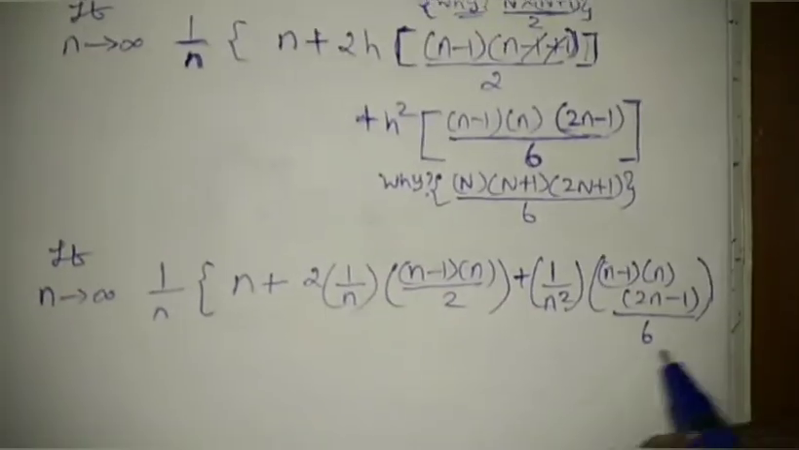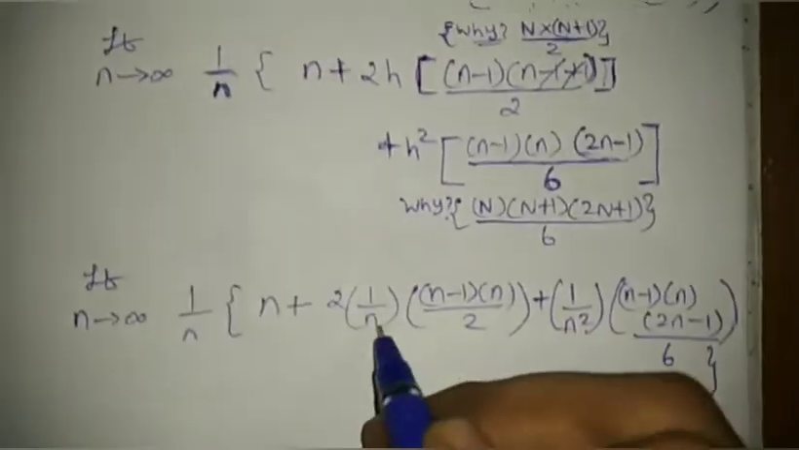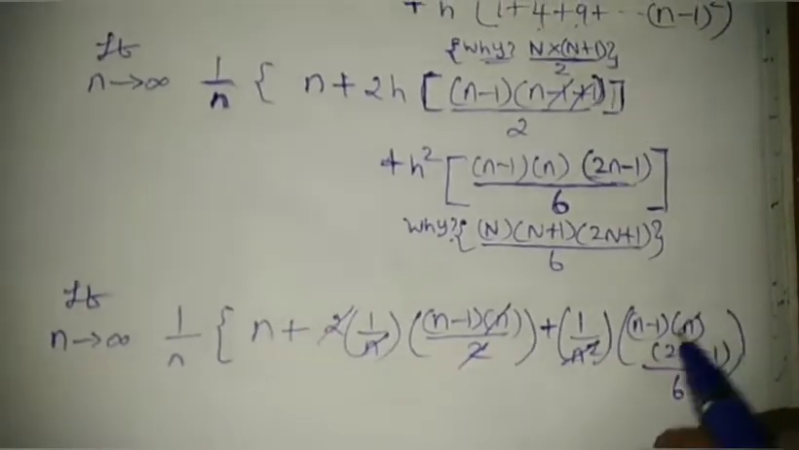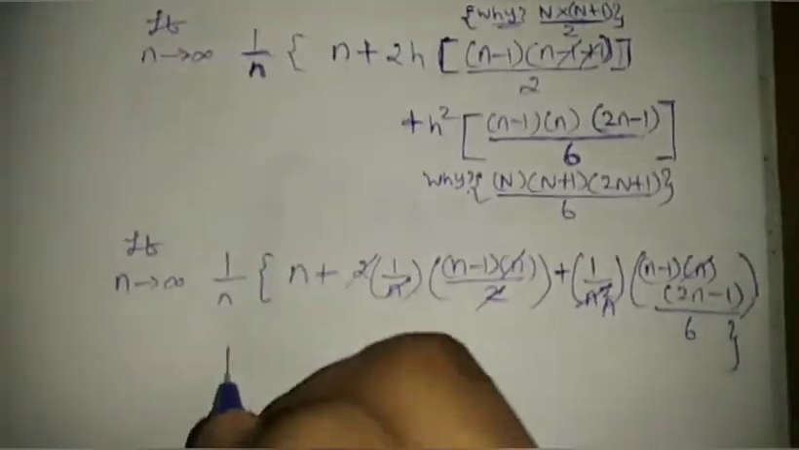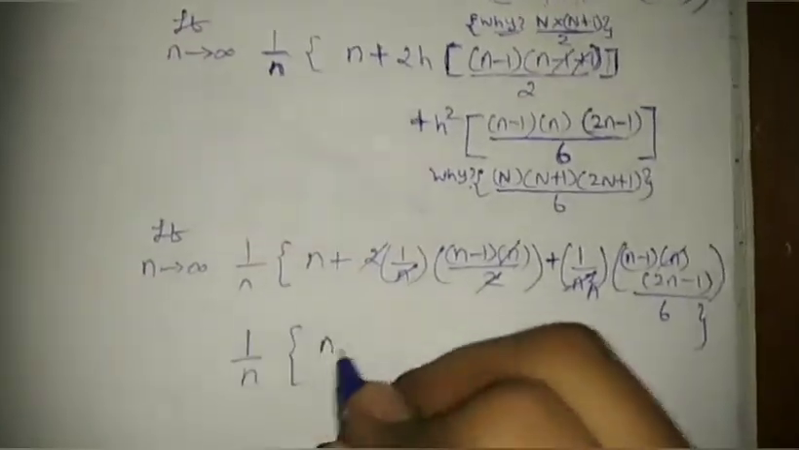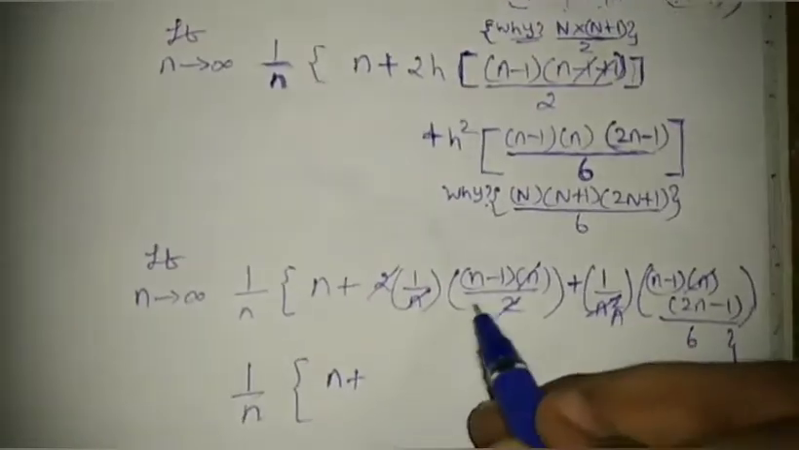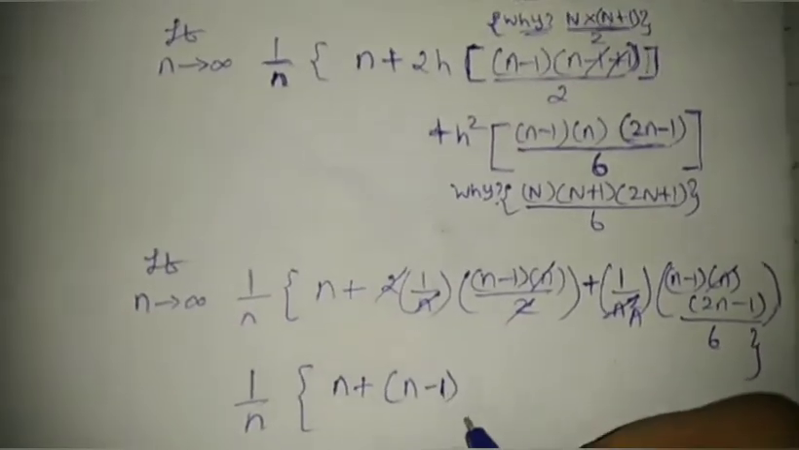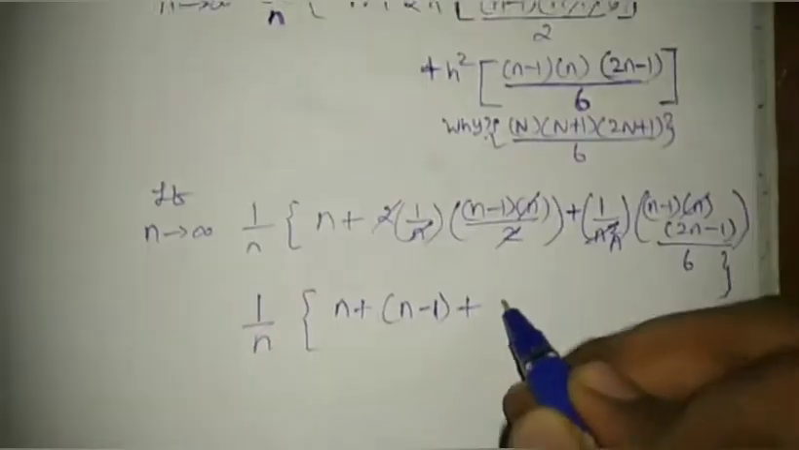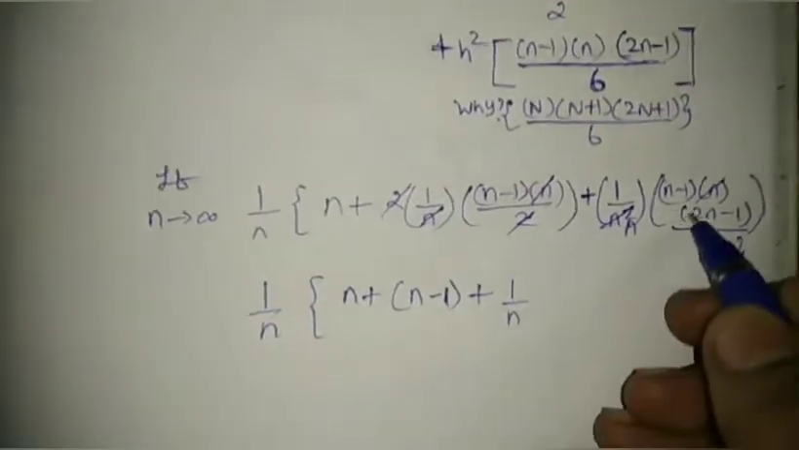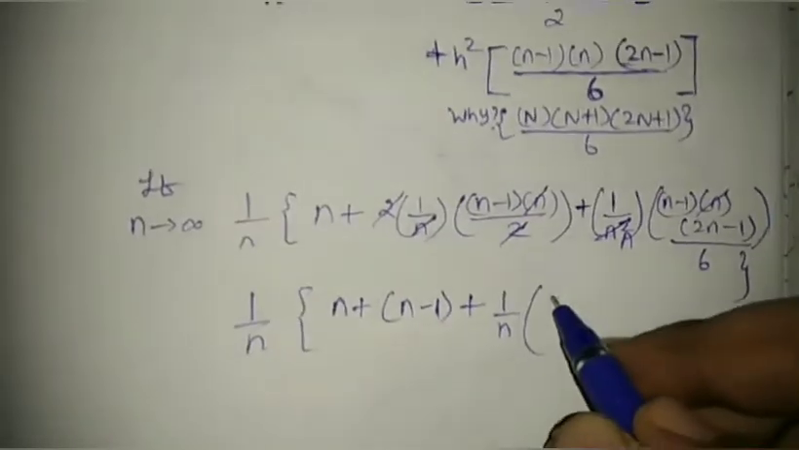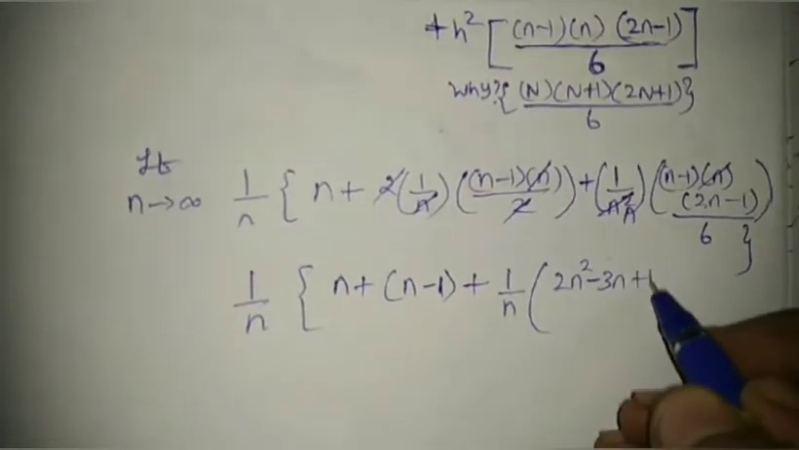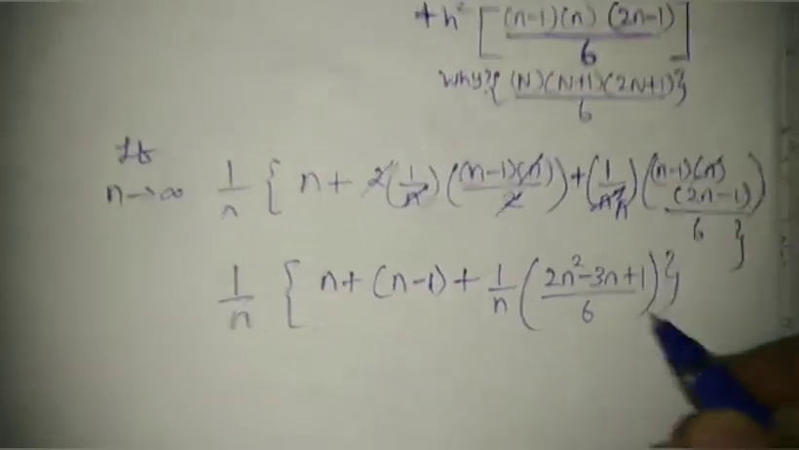Yeah. Now whatever things cancel, you can cancel here, okay. Here n and n is cancelled, 2 and 2 is cancelled here, and n square with n, 1 n is cancelled. So 1 by n is n plus, here it will be n minus 1, correct? And here it will be 1 by n, and we multiply this 2n square minus n minus 3n plus 1 by 6, okay.